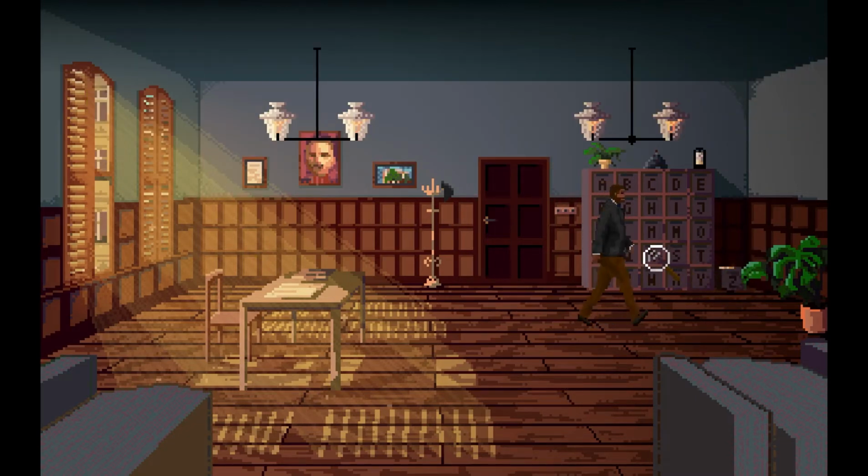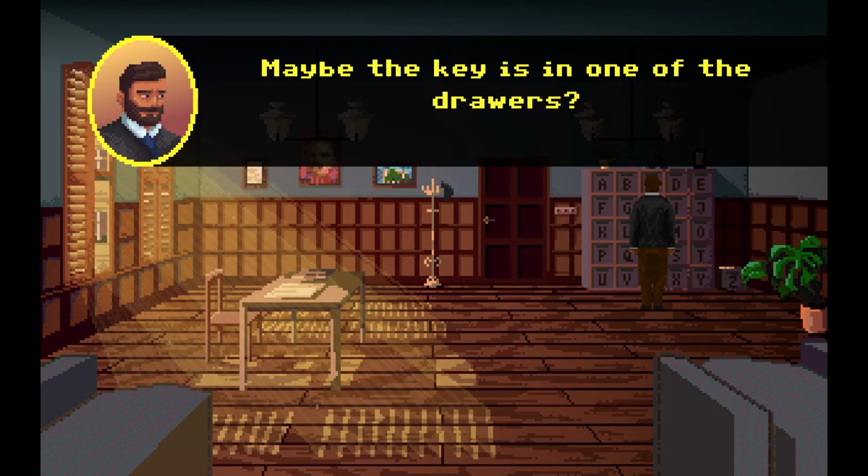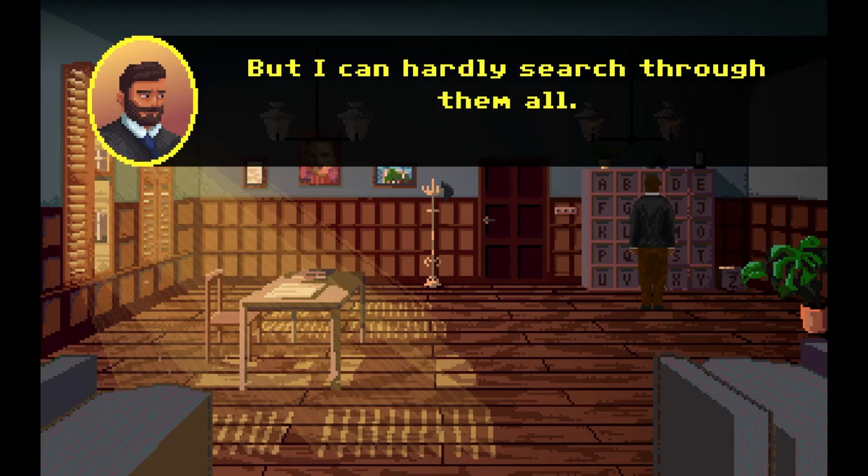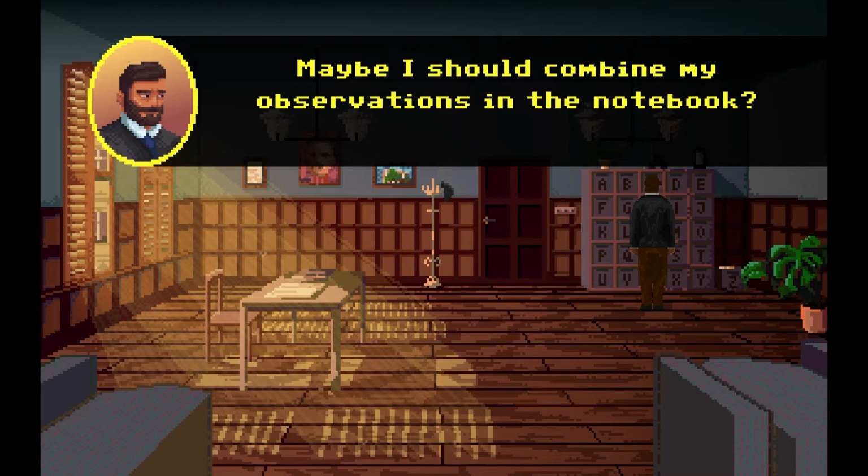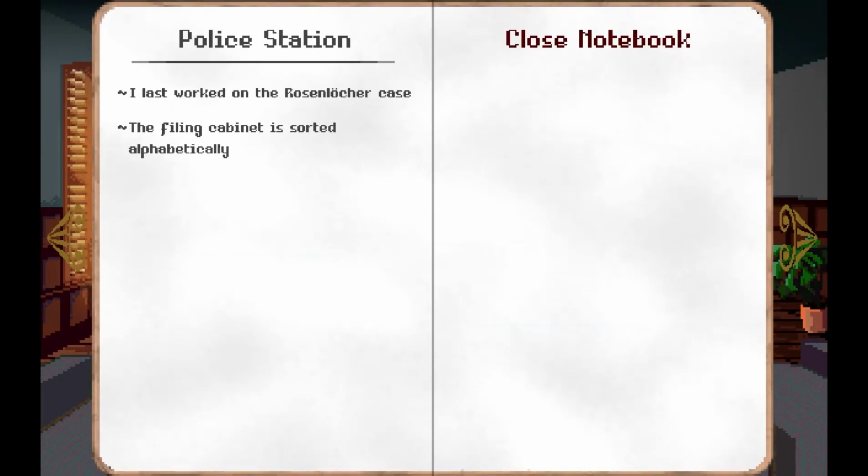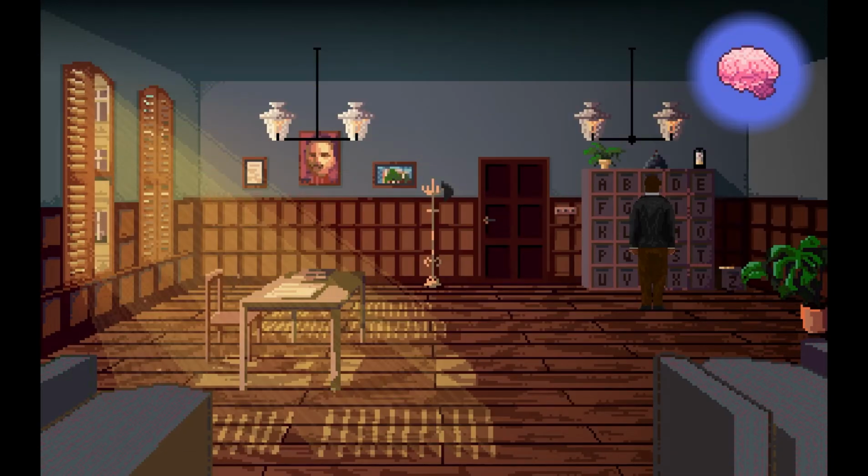Poor thing. Interessant. Maybe the key is in one of the drawers, but I can't hardly search through them all. Maybe I should combine observations in the notebook. Okay. So we're looking for R. Oh, I love it.